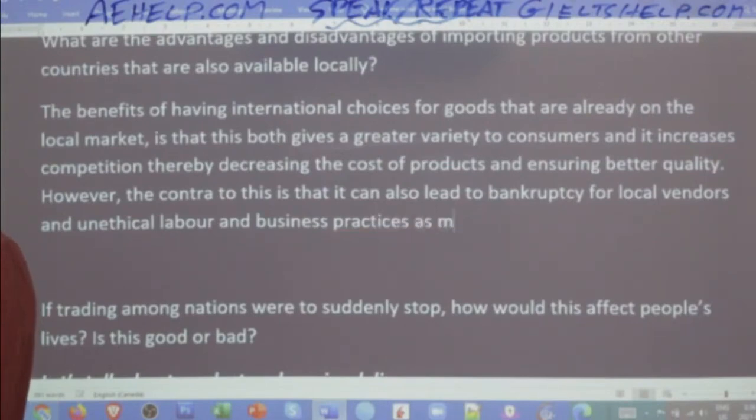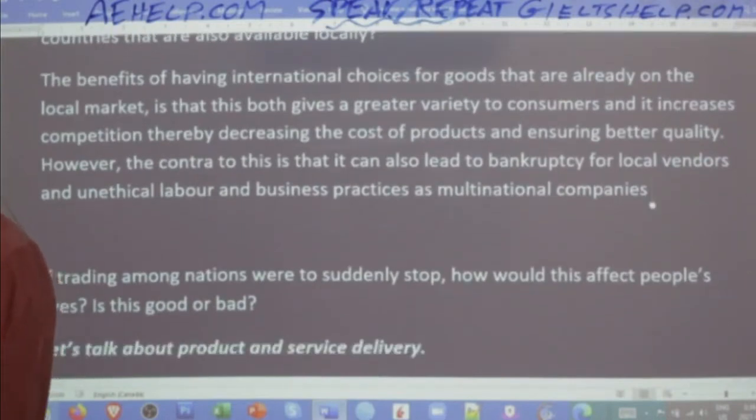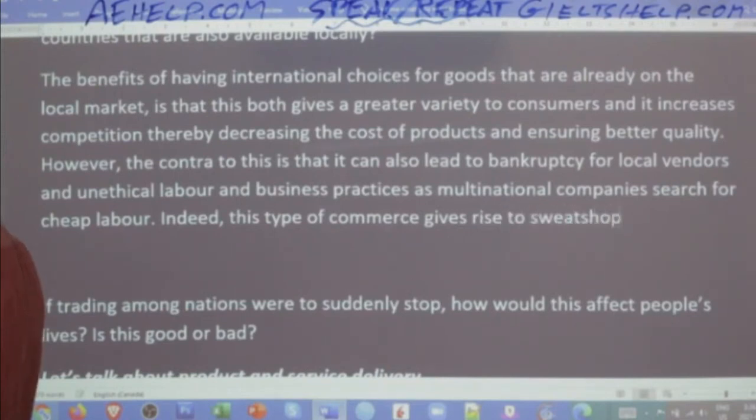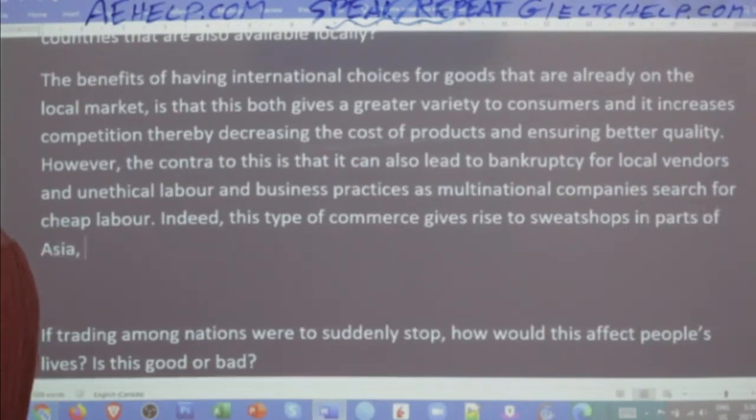as multinational companies search for cheap labor. Indeed, this type of commerce gives rise to sweatshops in parts of Asia, Europe, and Africa.